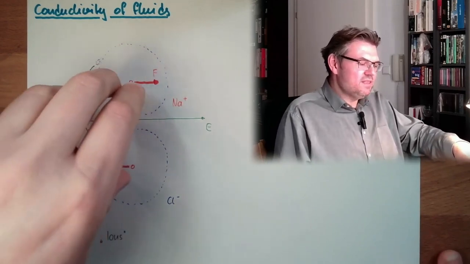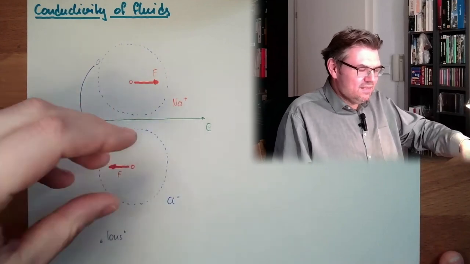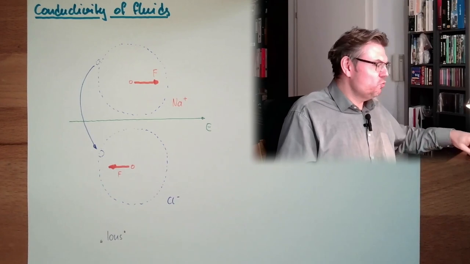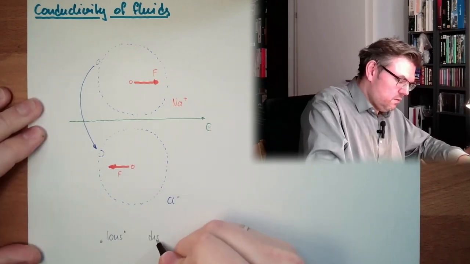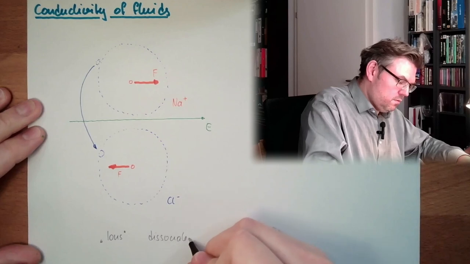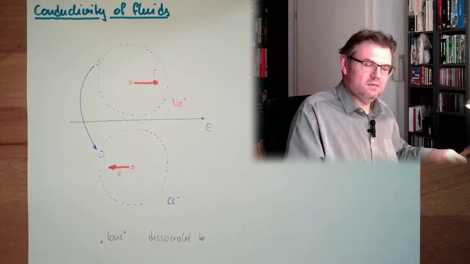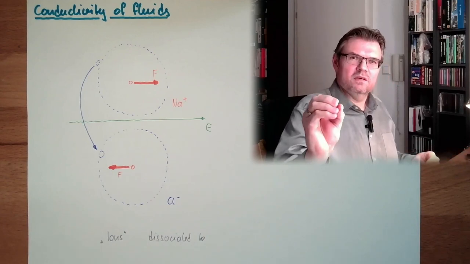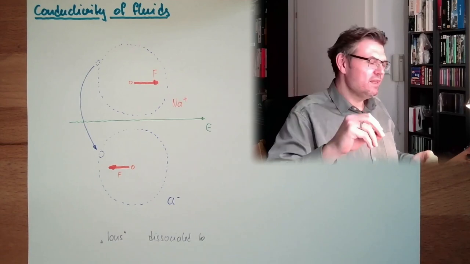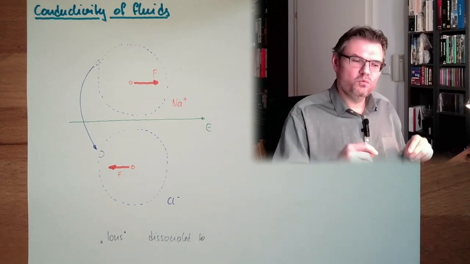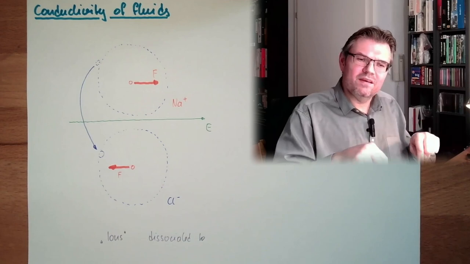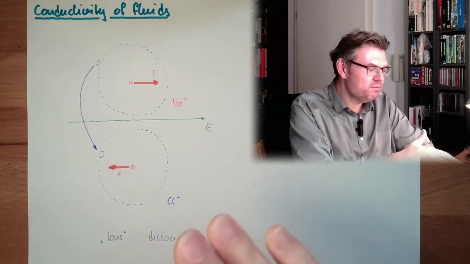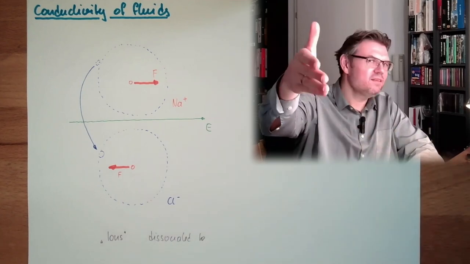If something is falling apart into ions, this is called dissociated. Dissociated to ions. And since ions also transport the nucleus, and inside the nucleus, we said, is the mass, this is also mass transportation. So once there's current rushing through a liquid, we also have mass transportation. We can even calculate how many grams or milligrams per second.